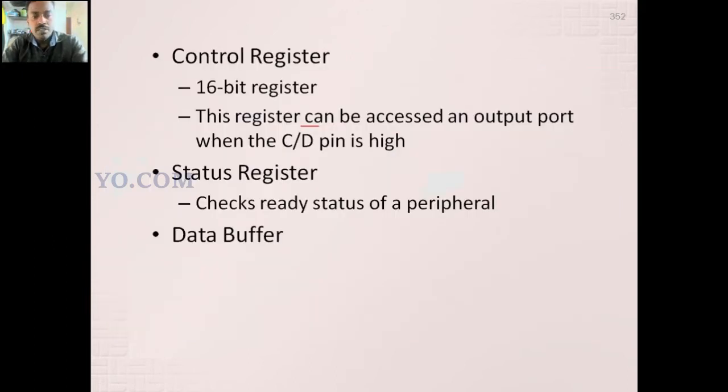Then the control register can be accessed as an output port when the C by D pin is high. So this register is accessed when the C by D pin is high. The status register checks the ready state of the peripheral. Then the data buffer is a bidirectional 8-bit buffer, it can handle the data.